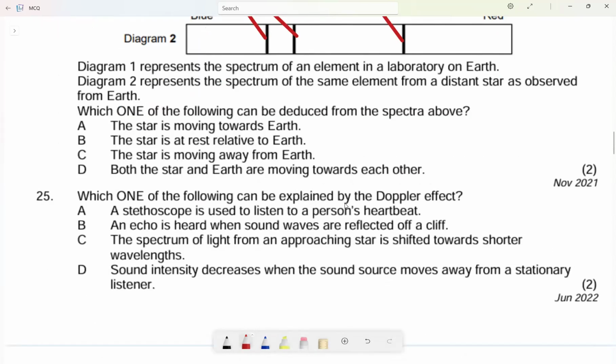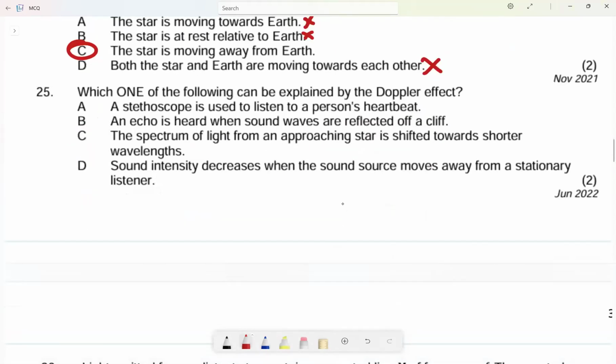Which one of the following can be deduced from the spectra? We can say the star is moving towards Earth. No. Remember red shift means the star is moving away from us. The star is at rest. No, we don't know that. The star is moving away from Earth. Very, very correct. Both the star and the Earth are moving towards each other. Not both of them. Remember, one should be stationary, one should move towards or away.